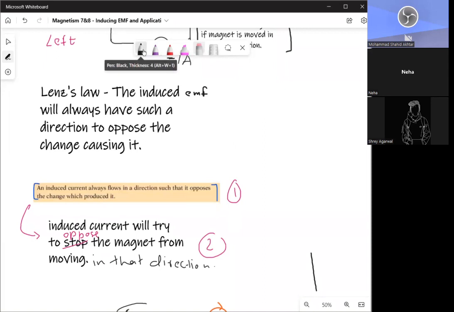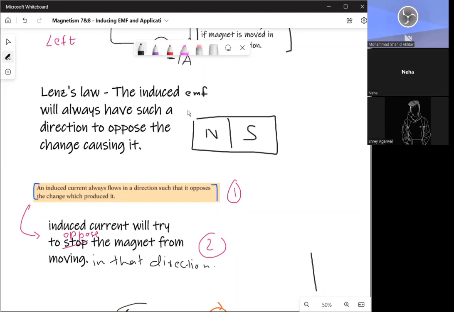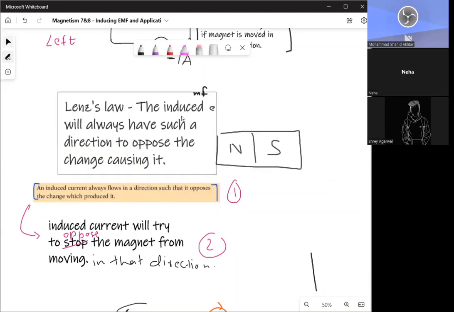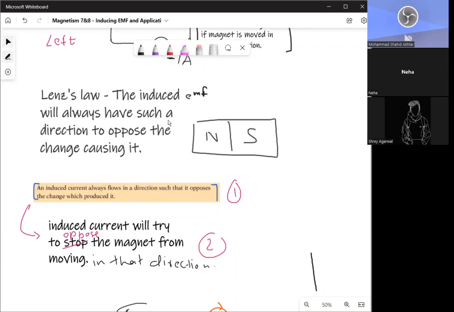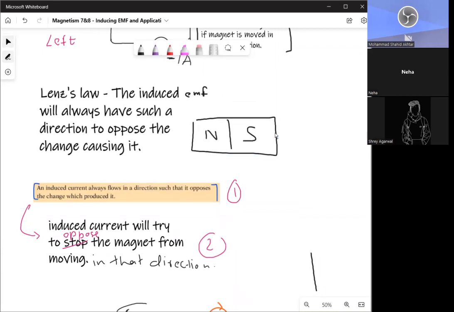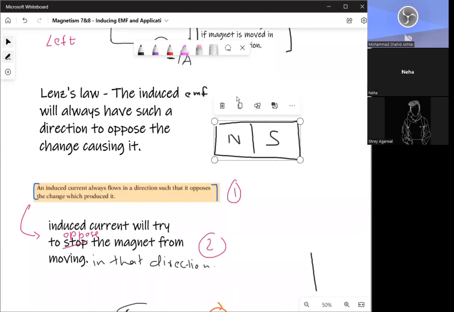I'm pushing it to the right. What is stopping it? The induced EMF is stopping it. It's causing it to stop moving in that direction. Why it happens is not in your syllabus. You need to know that this happens, and that is called Lenz's law. Is that clear?